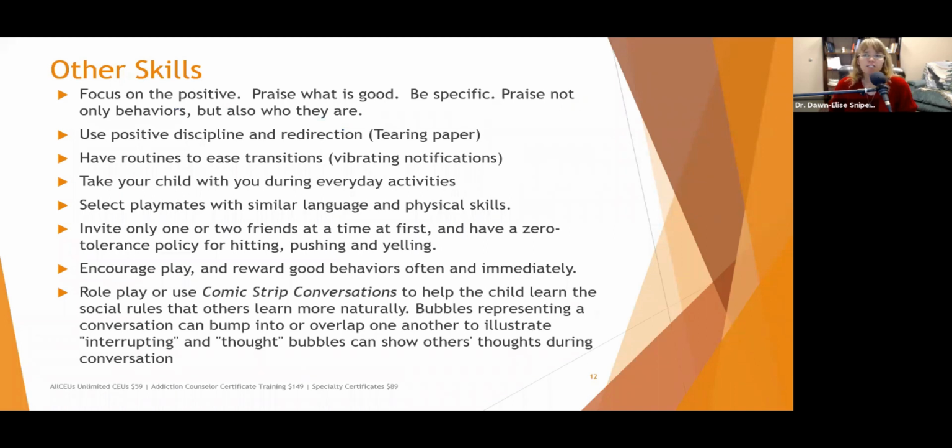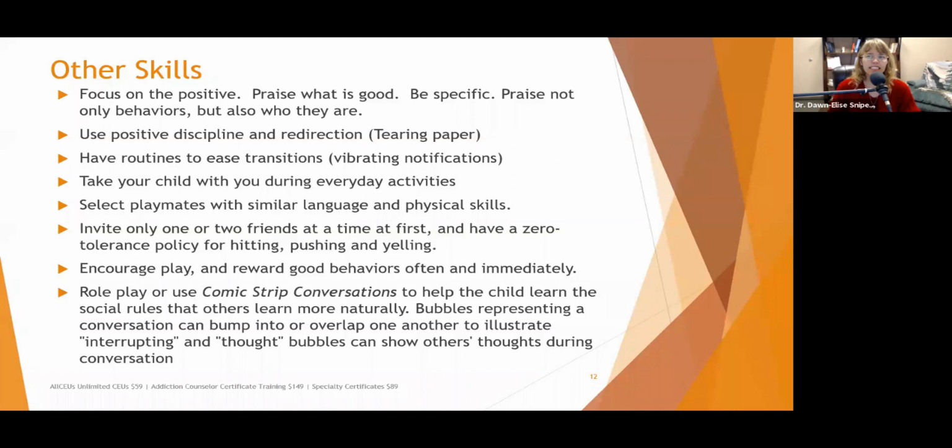Other skills: focus on positive behaviors, praising what is good, be specific, and don't praise only behaviors, but who they are. Just remembering to say, I love you so much. You are such an awesome little person, or big person, or whatever it is. Use positive discipline and redirection. We already talked about tearing paper.